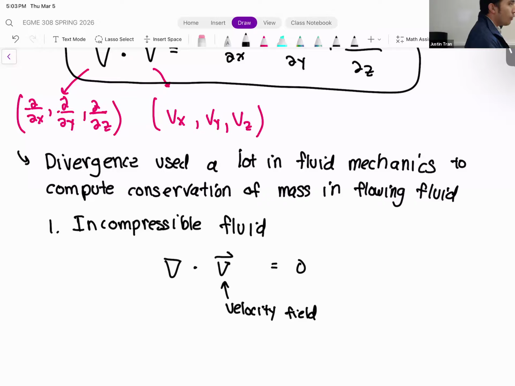Actually, let me rephrase that. All fluids are mass conserving. We can never violate conservation of mass. We can't create mass out of nowhere. We can't destroy mass. And so every fluid will satisfy this equation here.